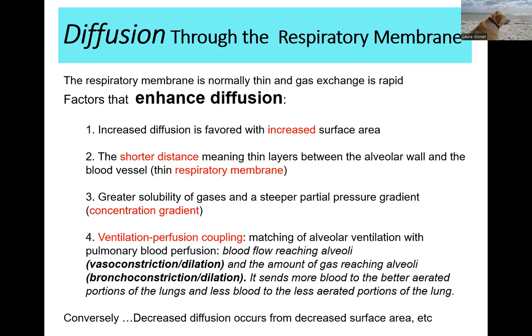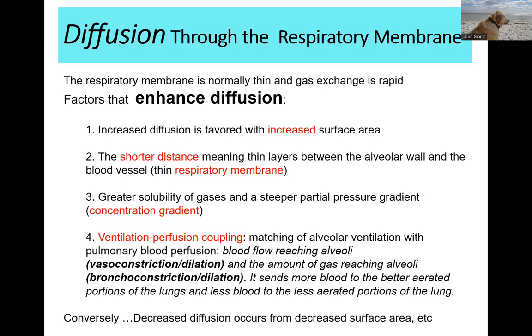Ventilation perfusion coupling, and this is something you kind of have to keep in mind going forward as well. We match alveolar ventilation with pulmonary blood perfusion, blood flow reaching the alveoli by vasoconstriction and dilation, and the amount of gas reaching the alveoli by bronchoconstriction and dilation. And what this does is it sends more blood to the better aerated portions of the lungs and less blood to the less aerated portions of the lungs.